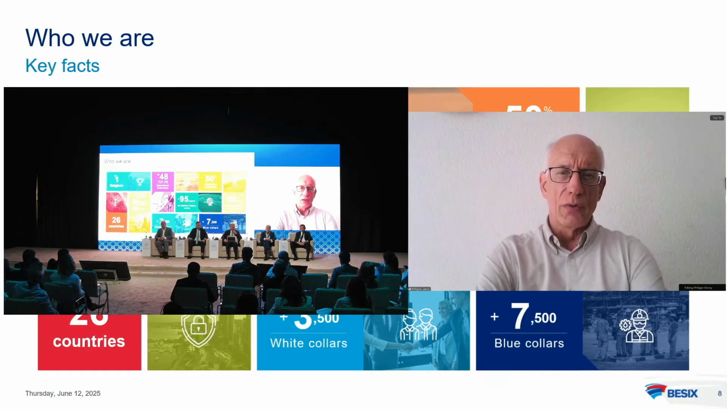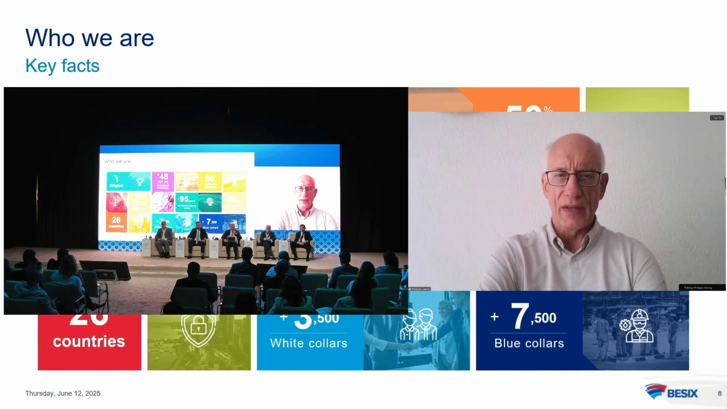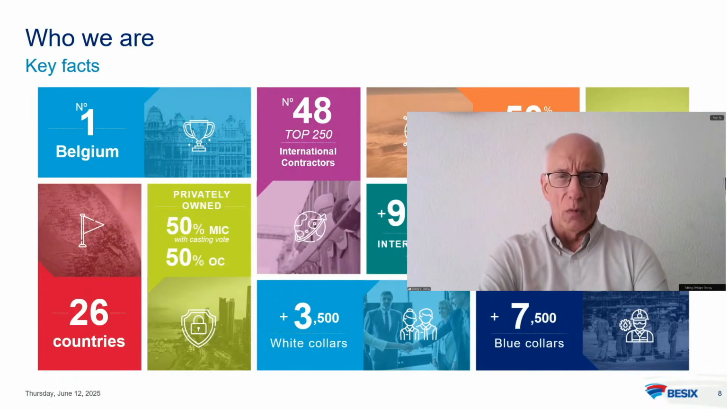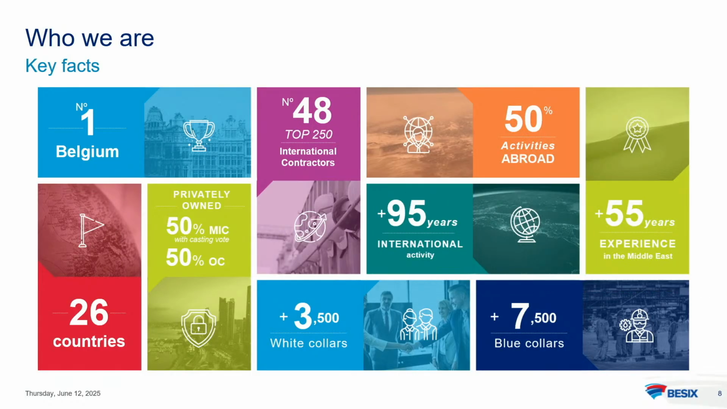And that's a small, let's say, summary of the company. So like I mentioned, we are number 1 in Belgium. We are 48 on the last ENR ranking on the top 250 contractors working internationally. We work for the moment in 26 countries, mainly Europe, Middle East, and Africa. And we have even 1 project in Brazil. We have more than half, a bit above 50% of our activities outside of Belgium. And let's say we are privately owned companies, so 50% is the management and 50% is the Egyptian group Orascom.